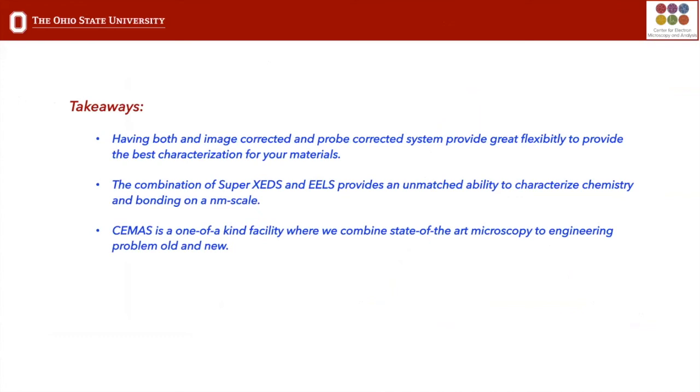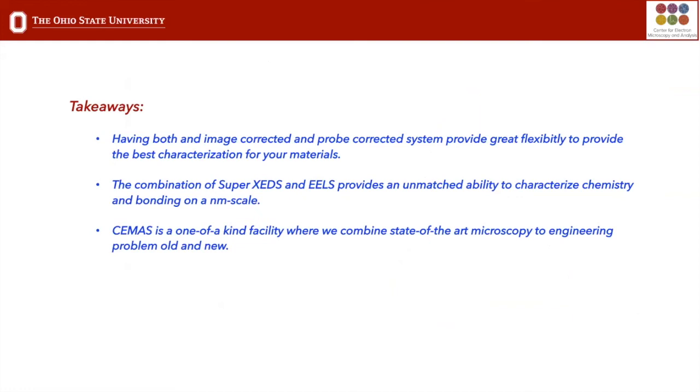So rather exciting. So some takeaways from this talk and overview is having both an image corrected and a probe corrected system in the same facility really provides great flexibility to provide the best characterization for your materials. If you realize that you can't get something out of one microscope, you probably can get it out of the other, and it's just simply a matter of changing your sample over to that microscope.